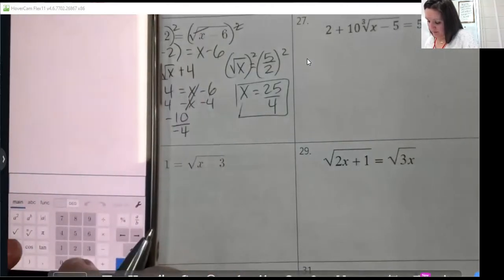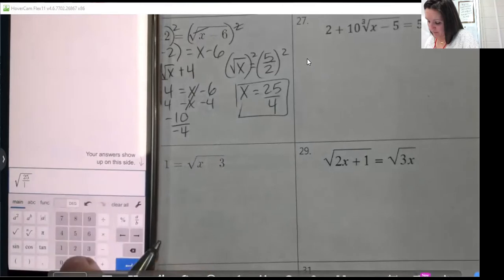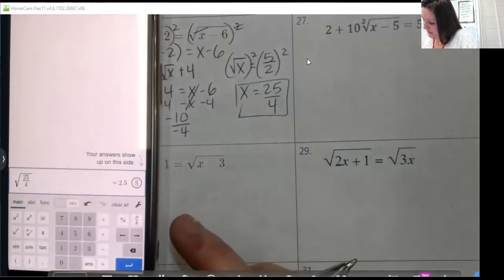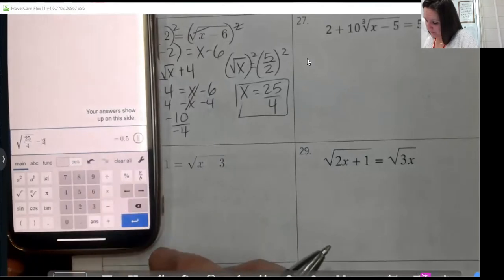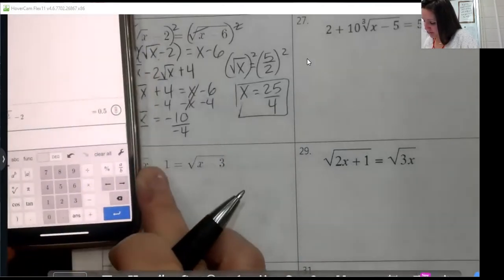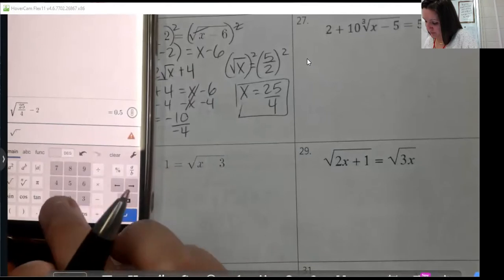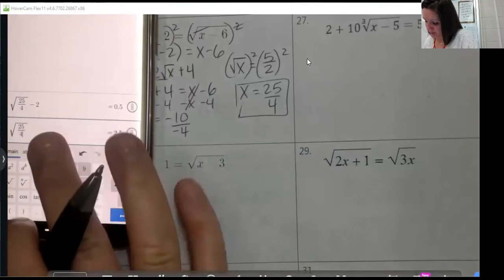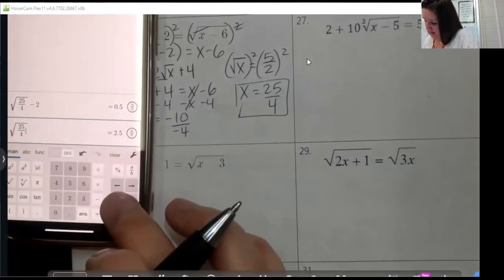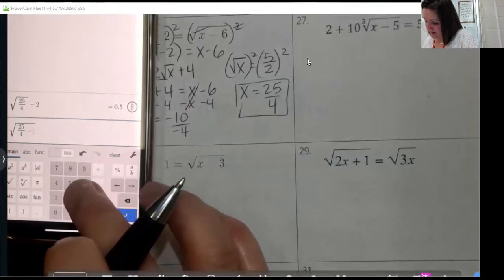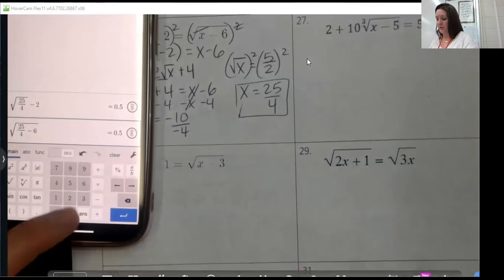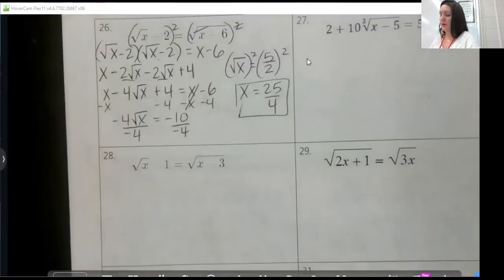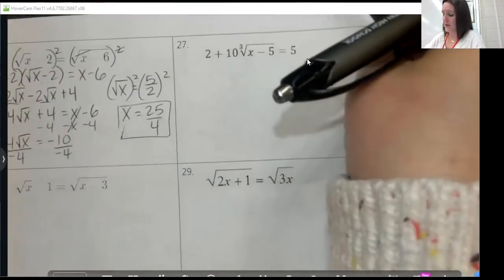So I have the square root of 25 divided by 4 minus 2. That's 0.5. All right, so let's see the square root of 25 divided by 4 and minus 6 is 0.5. So it checks out. So we're good to go there. You can always use your calculator. You will have access to your calculator on this test.